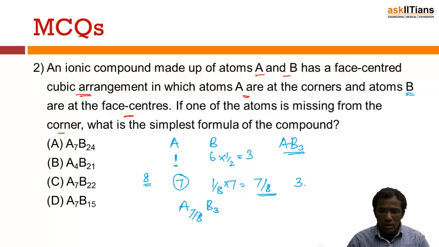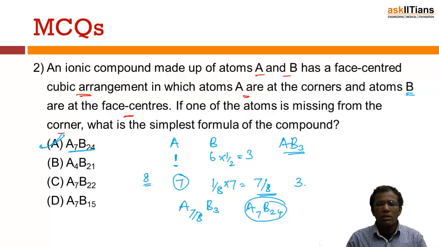But it should not be a fraction, it should be an integer. So you can multiply by 8, right? So it will become A7, B24. A7, B24, option A is the right answer. Okay. So in this way you can calculate the simplest formula of the compound.